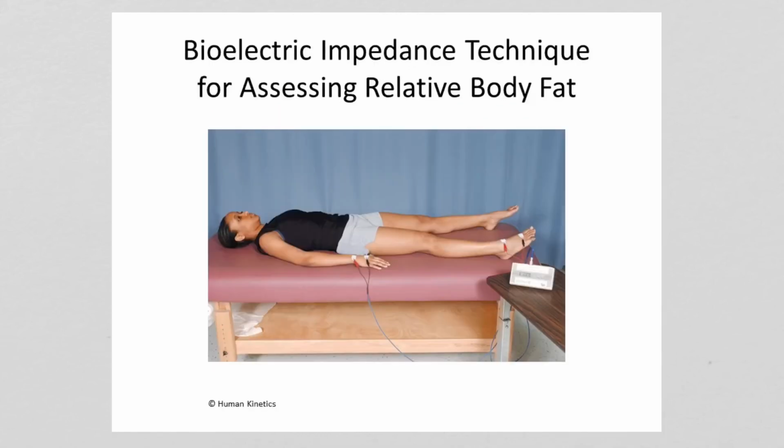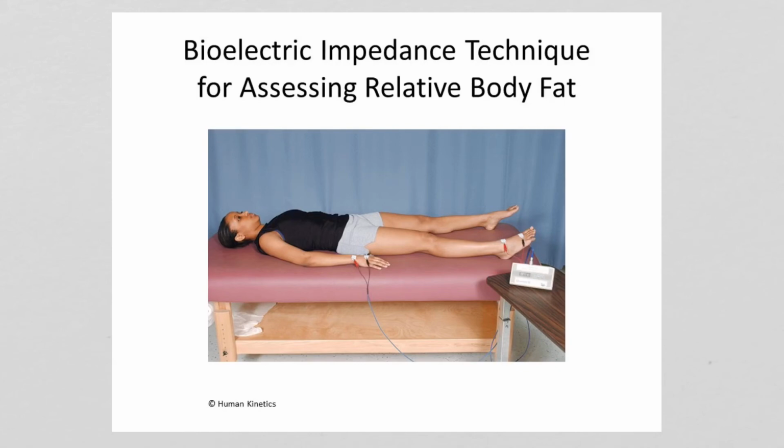Next, let's look at bioelectric impedance analysis. This is also called BIA. You've probably done a version of this in your health and wellness or lifetime fitness class, where we use the handheld device. A better technique is to use the whole body BIA, and in this picture you can see there are 2 electrodes placed on the hand or the wrist and the other 2 on the foot and ankle.